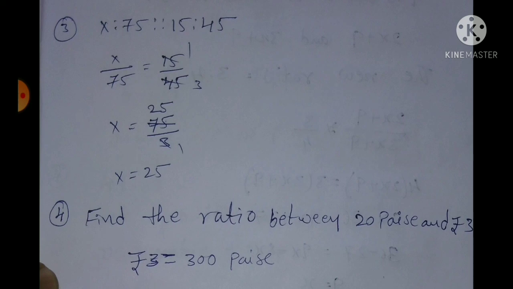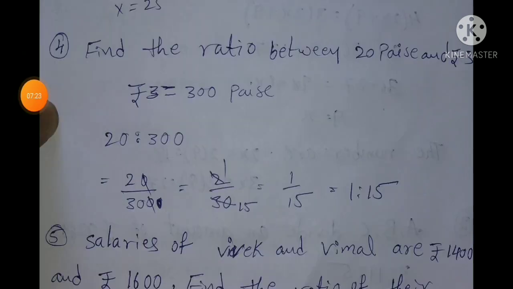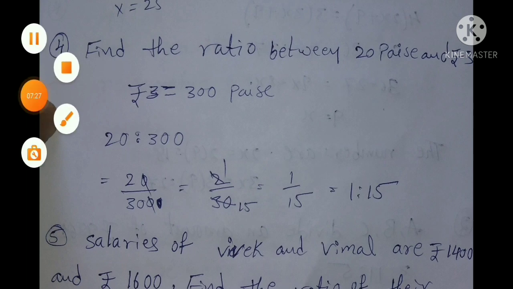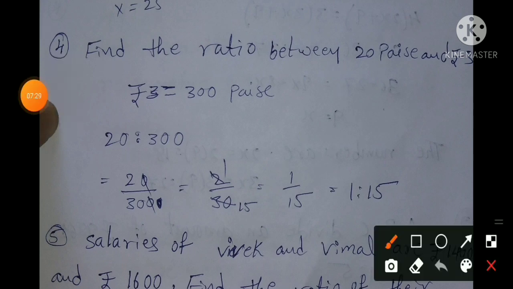Next we have: find the ratio between 20 paisa and 3 rupees. The ratio itself we say is between the same quantities of the same units, but here the quantity is the same, amount only, but units are different. Here we have paisa, here we have rupees, so we need to convert that rupees to paisas. Always you need to convert higher units to lower units. So rupees is higher, paisas is lower, that's why you have to convert higher to lower.